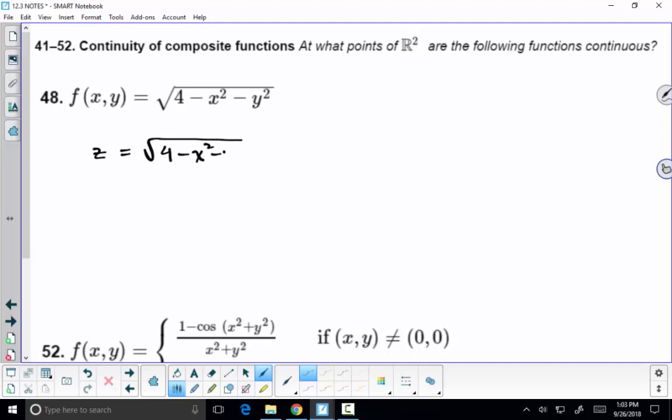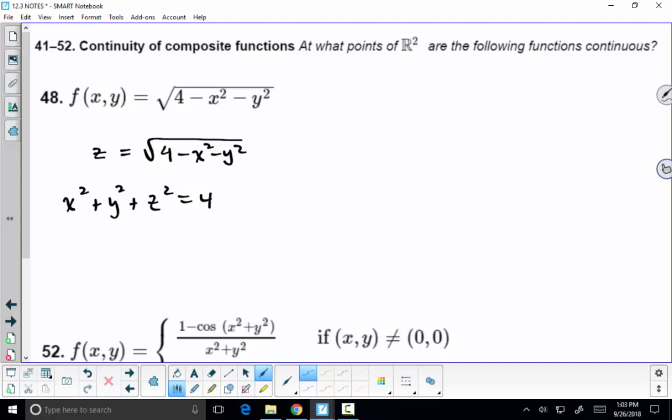Anyone know yet? If I wrote it like that? We squared both sides and did some addition. Does it become obvious what that surface is? It's more than a circle. Sorry, a sphere. And because this is the positive square root, that's going to be the upper hemisphere of the sphere of radius 2 centered at the origin.